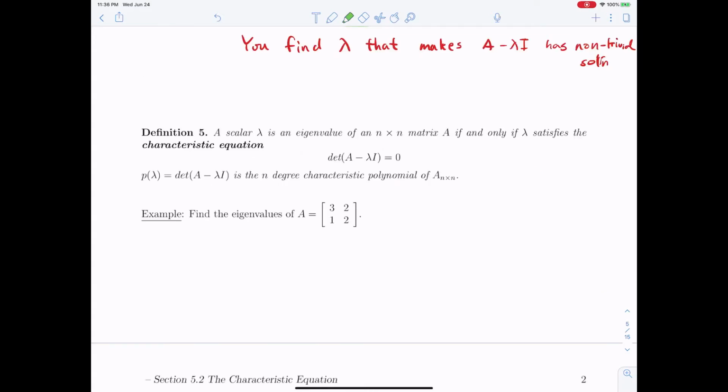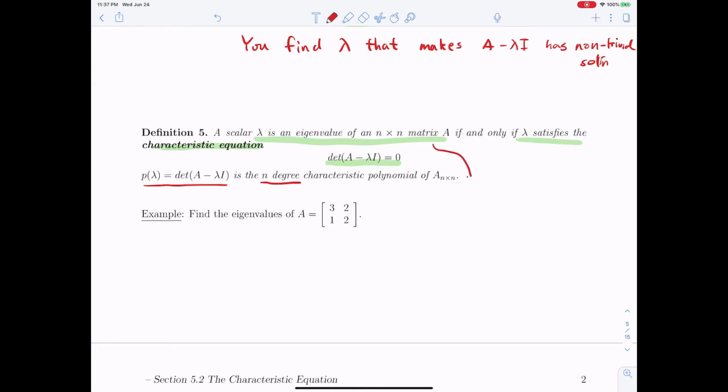A scalar lambda is an eigenvalue of the given matrix if and only if lambda satisfies the characteristic equation, which is given by the determinant of A minus lambda I equals 0. And if you write P of lambda as the determinant of A minus lambda I, then you will get a degree n polynomial, and we call that the characteristic polynomial of the given matrix A.